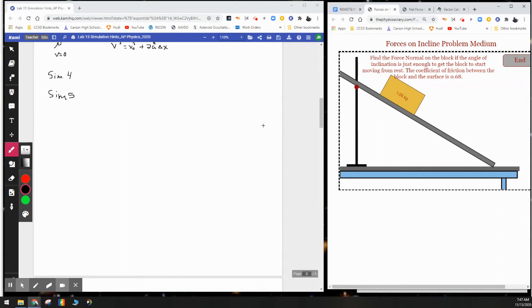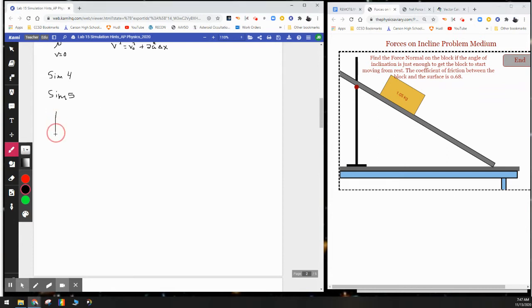Okay, all right. So find the normal force on the block if the angle of the inclination is just enough to get the block to start moving from rest. The coefficient of friction is 0.68.